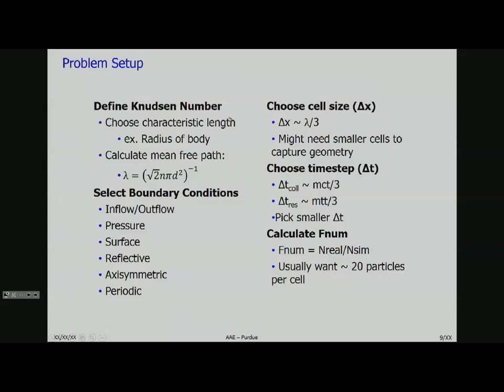Next, you need to select your boundary conditions. In SPARTA, they have all these boundary conditions. There's the inflow-outflow boundary, which means particles can freely flow out of the boundary, but you also let particles flow in. In the case of the hypersonic flow around a sphere, we have particles flowing in from one of the boundaries. Then there's a pressure boundary, where you can make it a complete vacuum, or you can have some sort of basic equilibrium pressure between those boundaries.